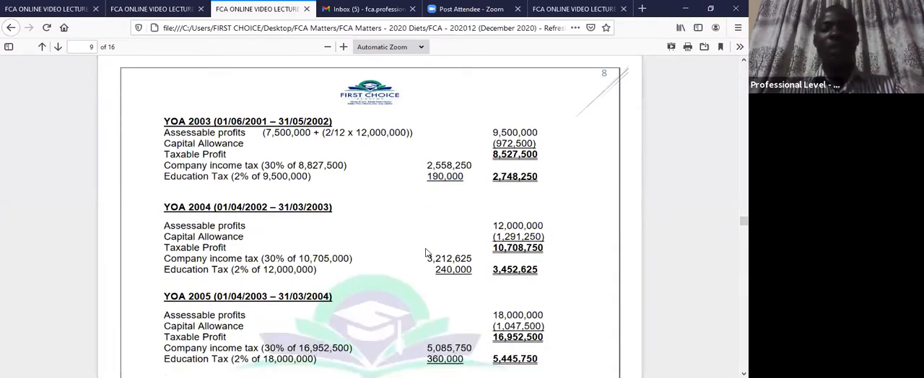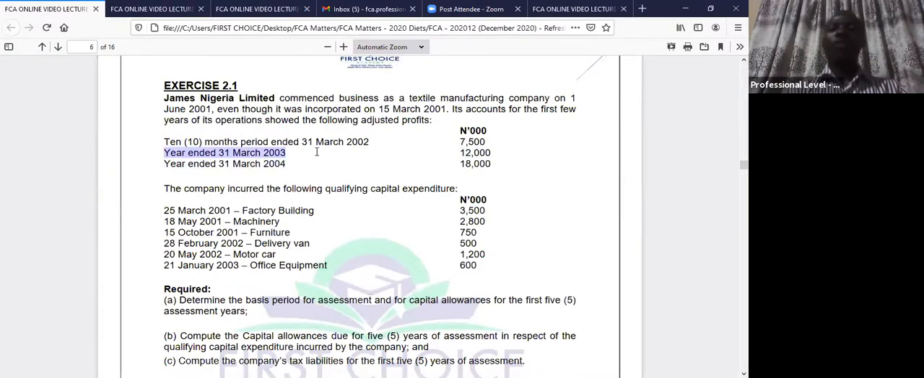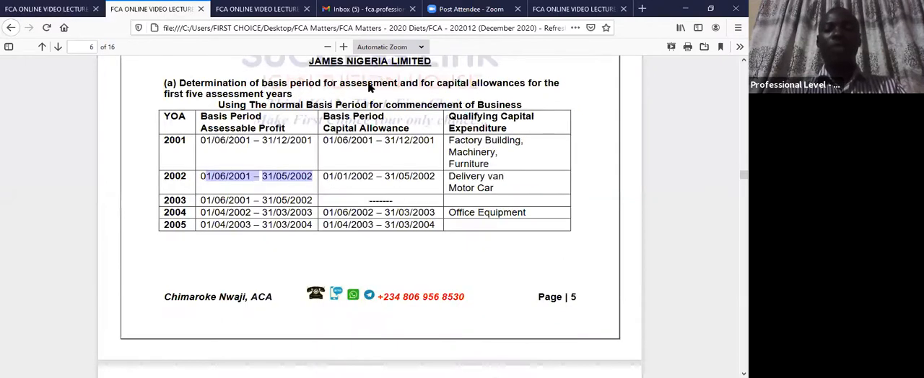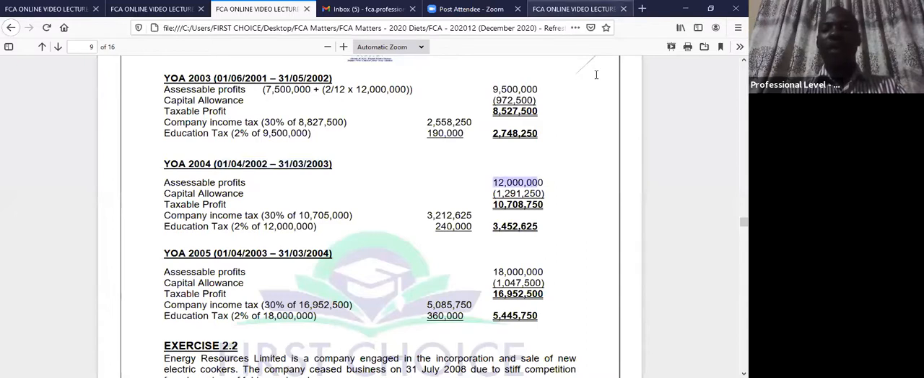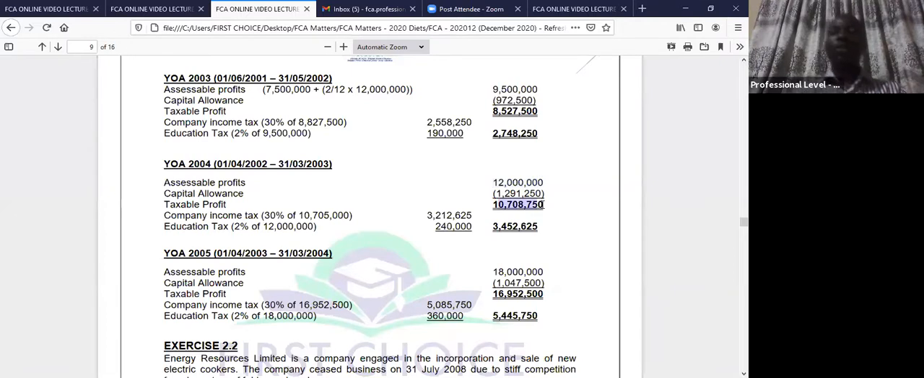We now move to year 4. In year 4, this is our basis period from April 1, 2002 to March 2003. We are given April to March, so no need doing any workings. Since we were given, we take the 12 million here, and that's what we did. We take our capital allowance, and less it from 12 million, we have 10.7808 million. Now, it is from there we base our CIT. Also, we do our calculation of education tax.